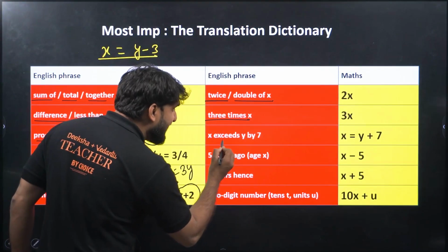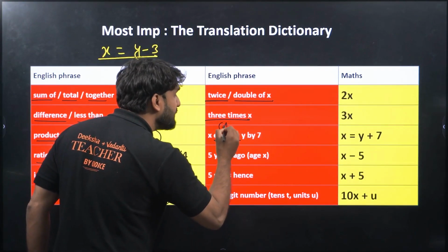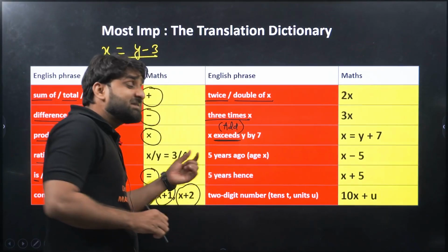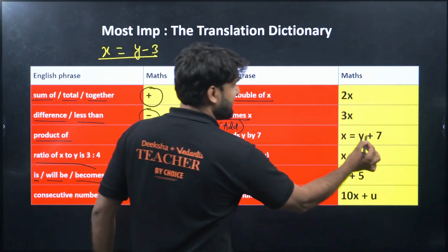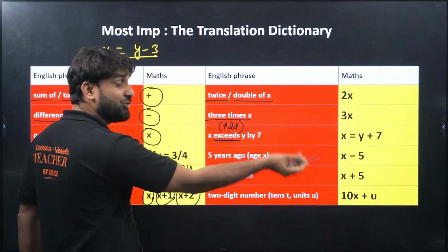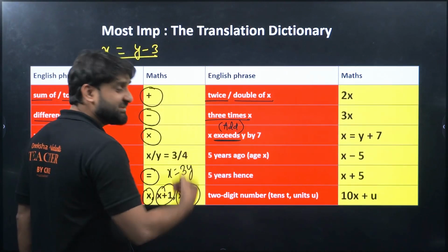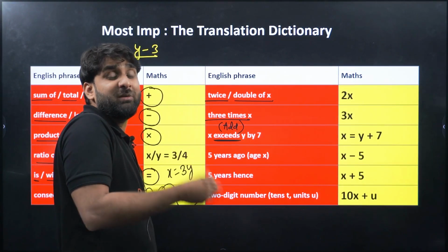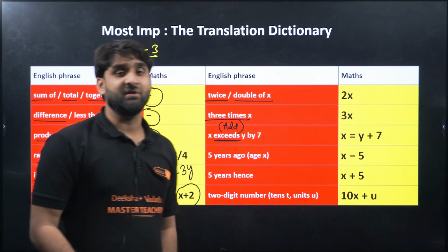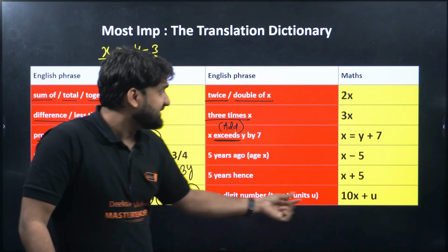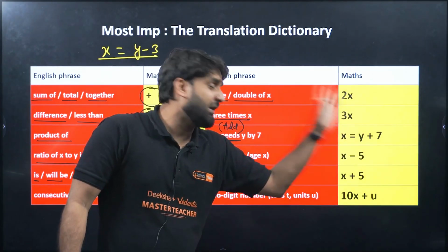Now look, X exceeds also means add. X exceeds Y by 7. So it means that X is equal to Y plus 7. Why are we using the addition sign? Because this is exceeds. If the word preceding were there, it would be Y minus 7. If X is preceding Y by 7, the equation will look like X is equal to Y minus 7.